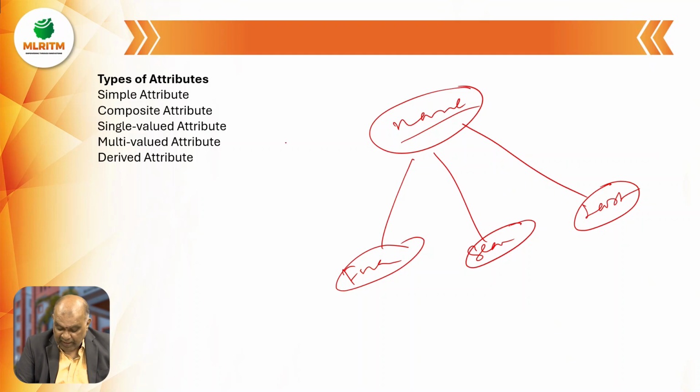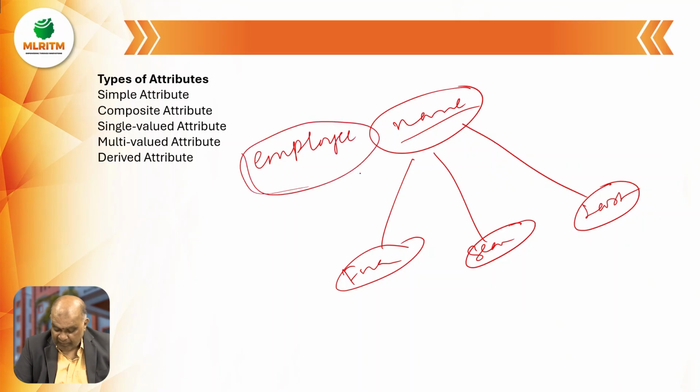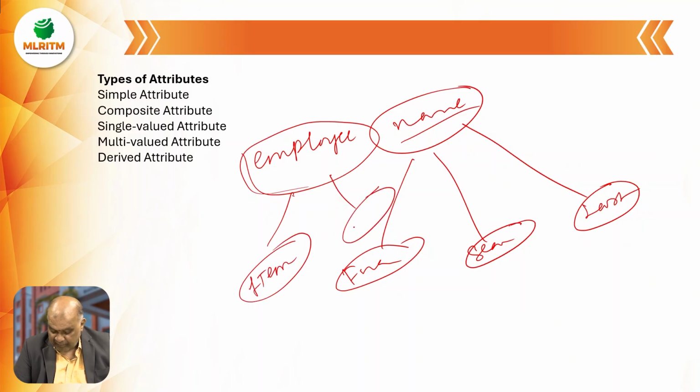A derived attribute means one attribute is derived from another. Suppose the employee is there. Employee is one attribute, with full-time employee and part-time employee. These two attributes are derived, so we have to give the arrow mark like this. These two attributes are derived from the employee table, so that will become a derived attribute.